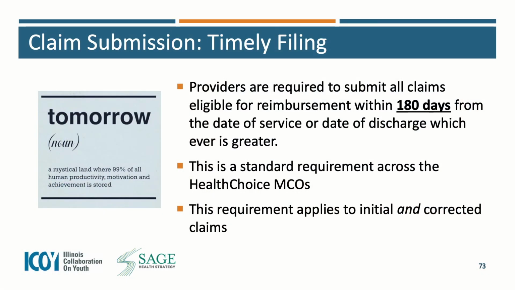All plans by contract will give you 180 days from the date that the service was provided or the patient was discharged from a facility to submit a claim. So that's 6 months. It's really important that you get on filing those claims as soon as possible, because it's not just 180 days to submit your original claim. You have 180 days to submit corrected claims.